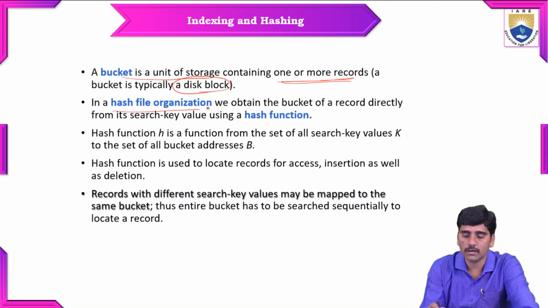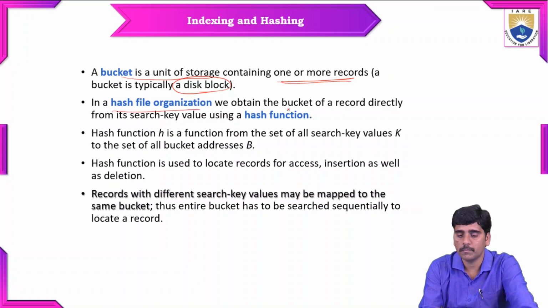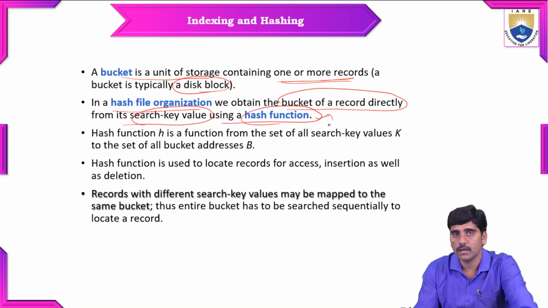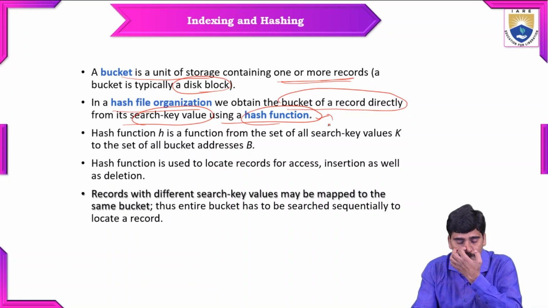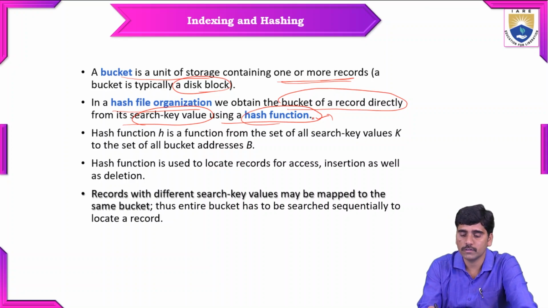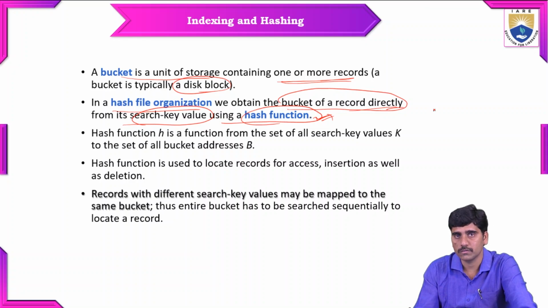In a hash file organization, we obtain the bucket of a record directly from its search key value using a hash function. The search key value is associated with the hash function, and it gives the bucket of records directly. So it is a hash file organization.